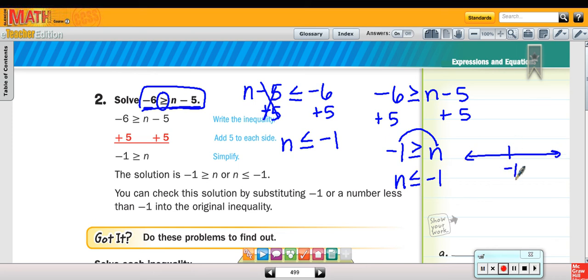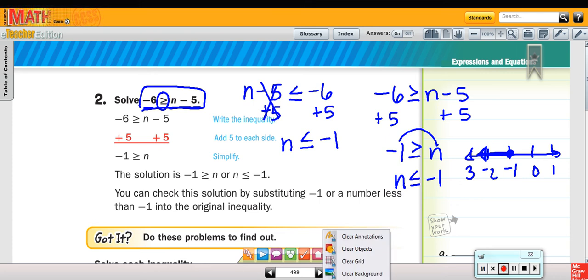I put my negative 1 in the middle. Here's 0, 1, negative 2, and negative 3. It's going to be a closed dot because of the equal sign, so it's including negative 1. So a closed dot at negative 1, and n is less than or equal to, so it's got to go to all the values that are smaller than n.